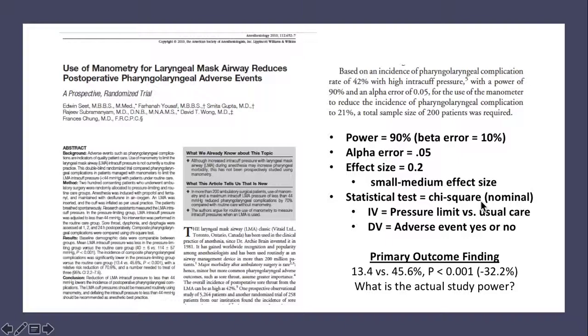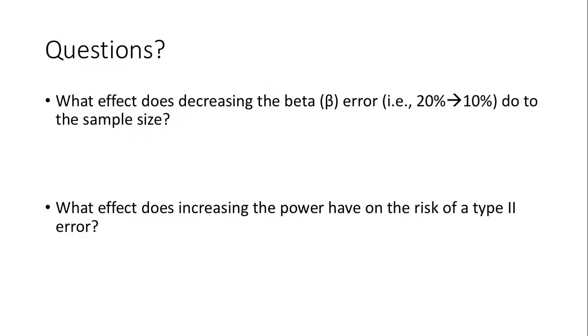They were using chi-squares. It was nominal data. Their independent variable was pressure limiting versus usual care, and their dependent variable was the rate of these adverse events, which was a yes/no. You see, their primary finding was they in fact found not a 21% difference, but they actually found a 32% difference in rate of adverse airway events, favoring use of the manometer. So what is the actual power of this study?